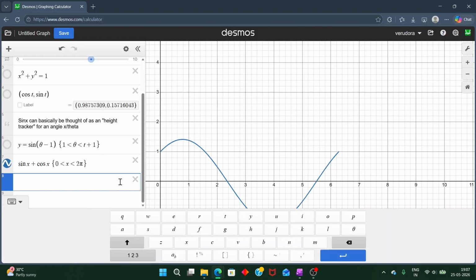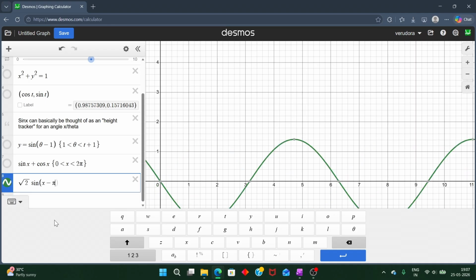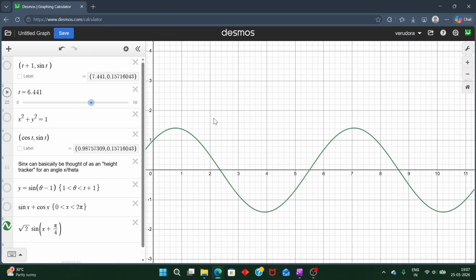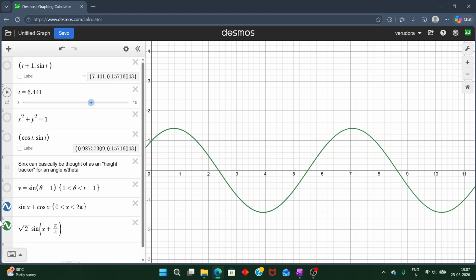But if I were to graph something different, like let's say square root 2 into sine of x minus pi by 2. Okay, not minus, plus pi by 4. Well, you're like, why did you graph this completely random graph? Well, these 2 graphs happen to exactly superimpose. And you might wonder, how is it possible that 2 graphs are looking exactly the same?